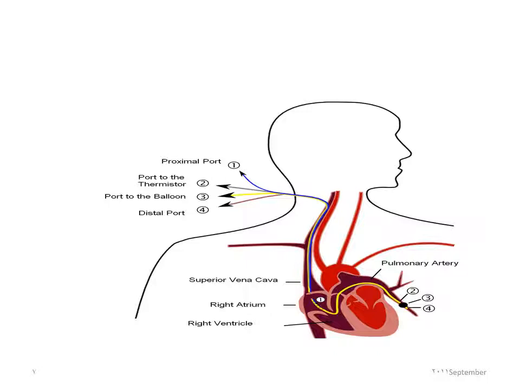Also, this picture clarifies the proximal lumen that is presented in the right atrium. The distal lumen, distal port, which means the port distal to the balloon, also the balloon that should be inflated in order to close the pathway and measure the pulmonary artery wedge pressure, and the port to the thermistor that measures the core body temperature.